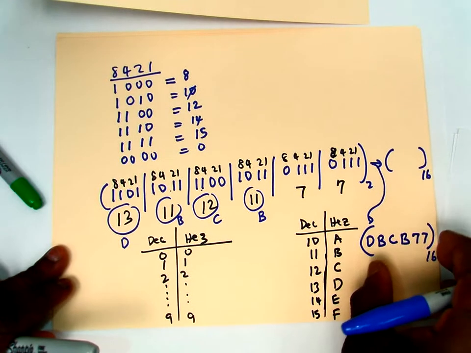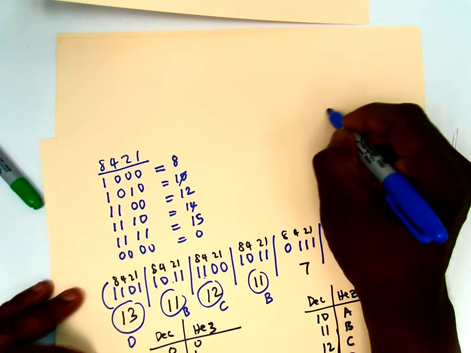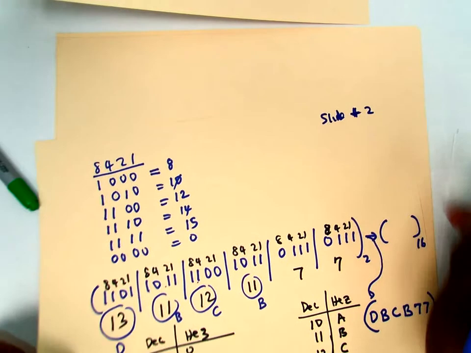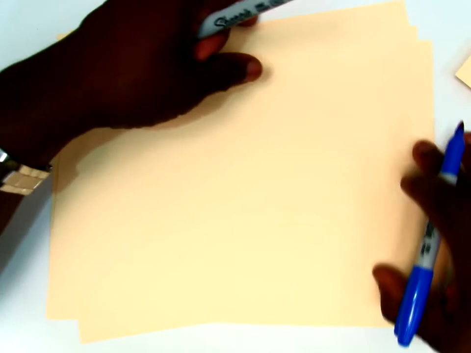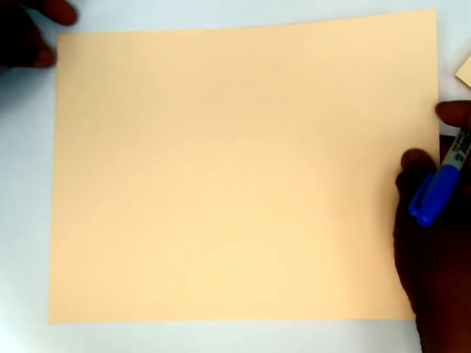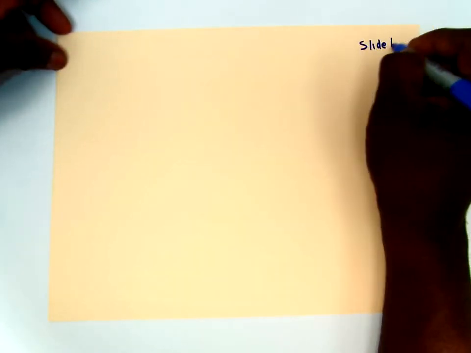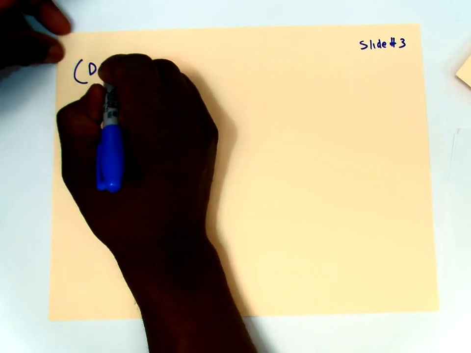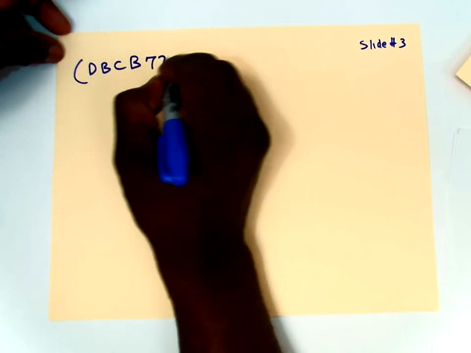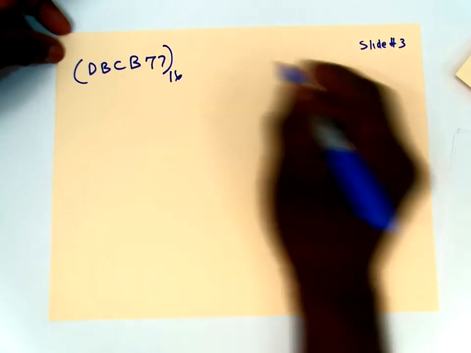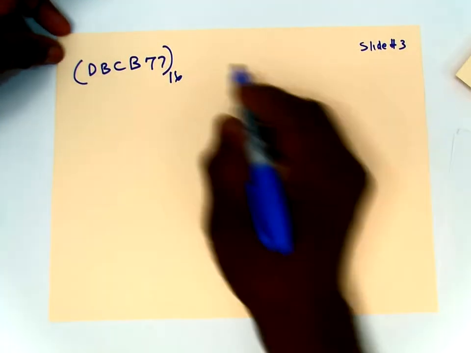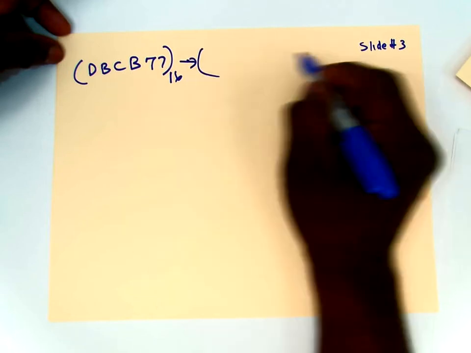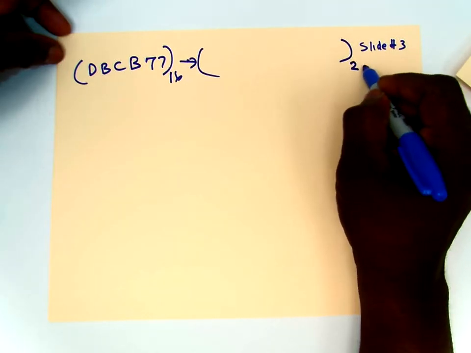You're going to see. Okay, so let's go to slide 3 now. This is slide 2. Let's go to slide 3 very briefly. Slide number 3. From slide 2 we got D, B, C, B, 7, 7. Okay, this is now hexadecimal base 16. But some of you don't believe it. So let's take it back to where we came from, binary base 2.